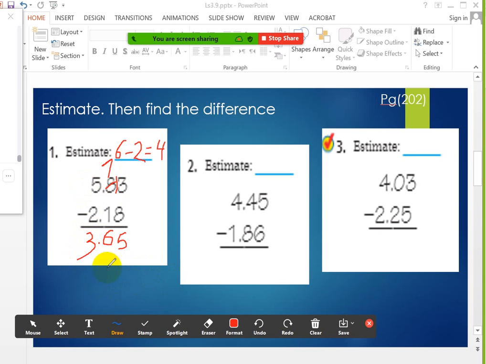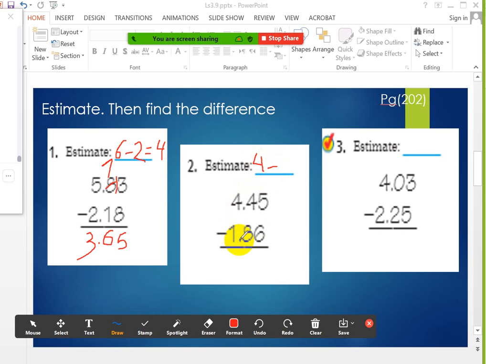3.65. What about number 2? I want to estimate the answer. First thing, if you round 4.45 hundredths, it will be what? It will be 4, because before the ones I have 4, less than 5.